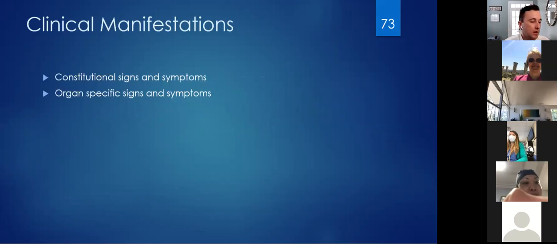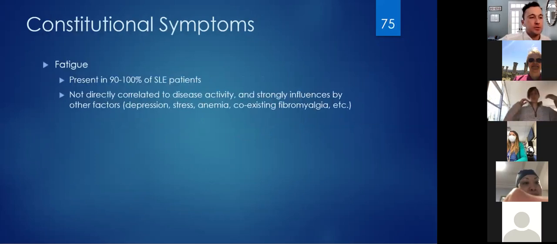Now, when it comes to how the disease actually manifests, you generally break it down into two big categories: constitutional signs and symptoms and organ-specific signs, okay? So constitutional symptoms, virtually all these patients have fatigue.